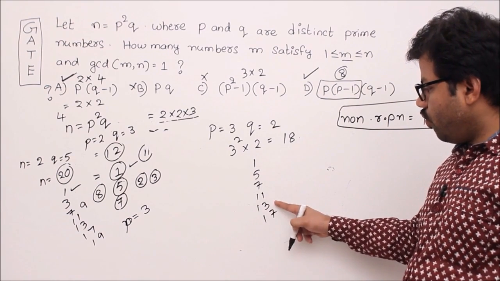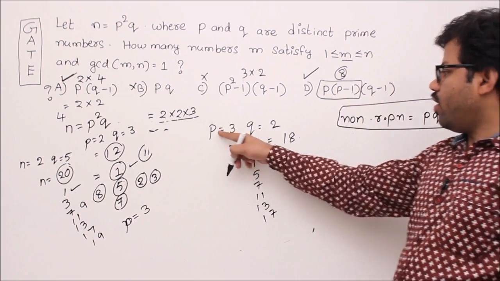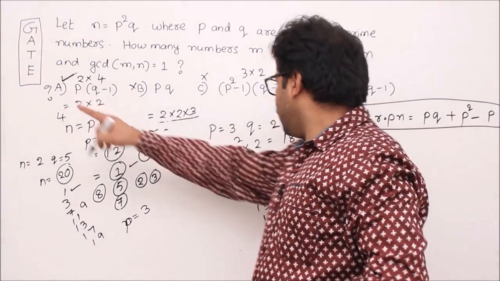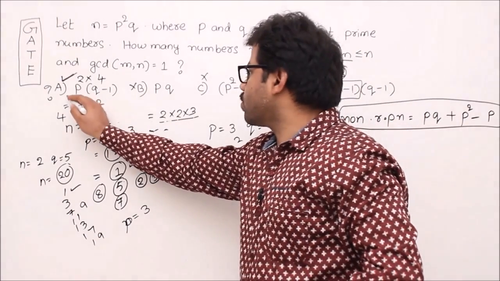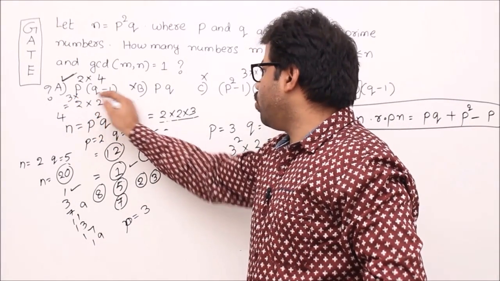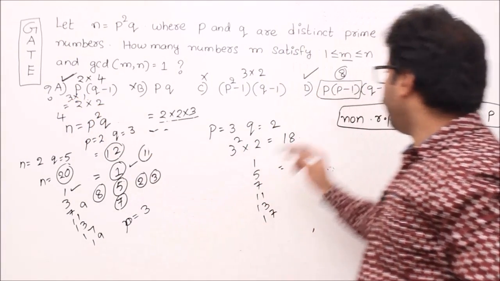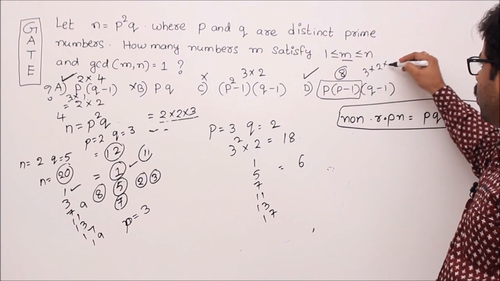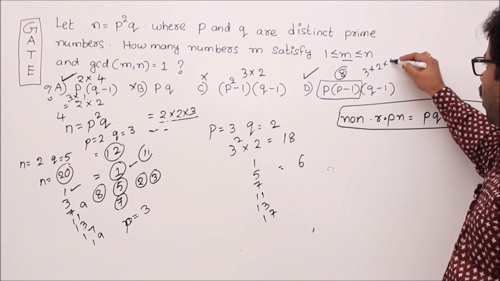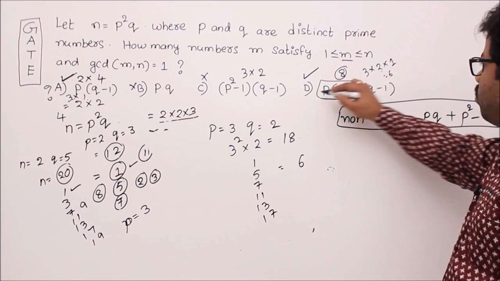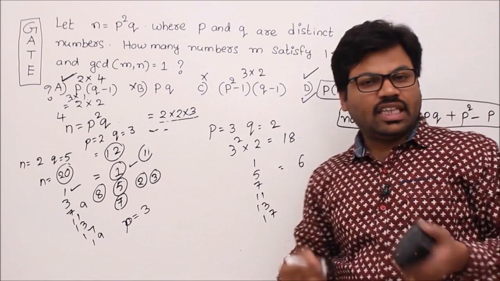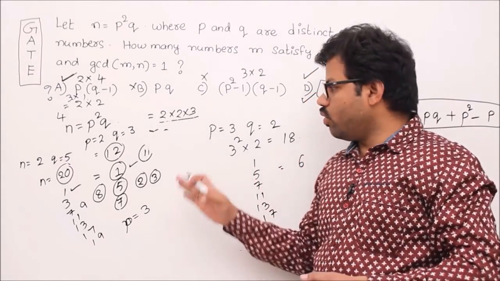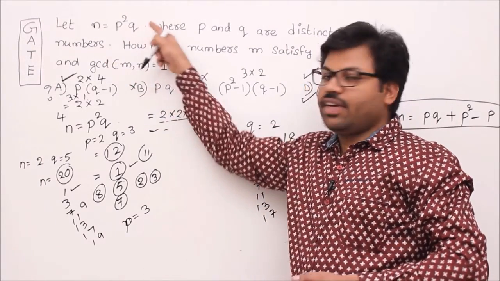1, 2, 3, 4, 5, 6. When the p value is 3 and the q value is 2, the answer is supposed to be 6. Substitute. P is 3 and q is 2. 2 minus 1 is 1, 3 into 1 is 3. But if you come to option D, it will become 3 into 3 minus 1, 2, into q minus 1, 1. So 3 to the 6. Only option D matches, right? In that way, using substitution also we can answer this kind of question. But we have to substitute the right values.